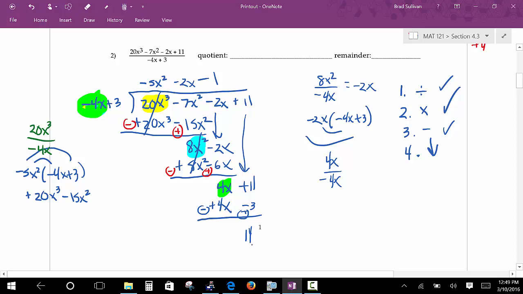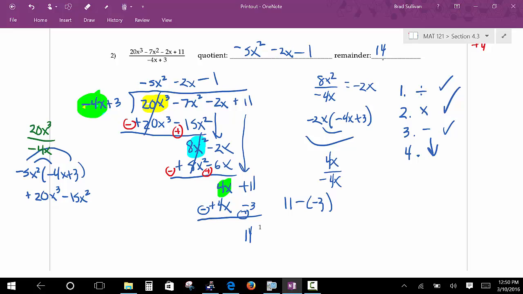So how many people did get a remainder of 14? Okay, that's not too bad, okay, right? And if you're wondering about changing the sign, all you're doing is 11 minus negative 3. You're subtracting negative 3, and you know that's adding. That's why you're doing that, okay? So what that would mean is the answer, the quotient, is negative 5x squared minus 2x minus 1, and then you have a remainder of 14 like that, okay? That's the idea. All right, is there any question on that?